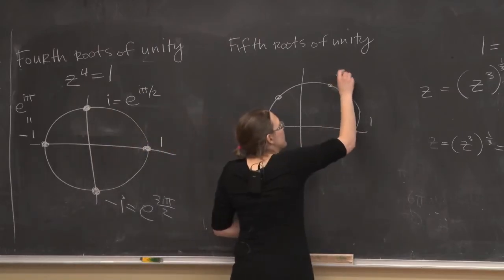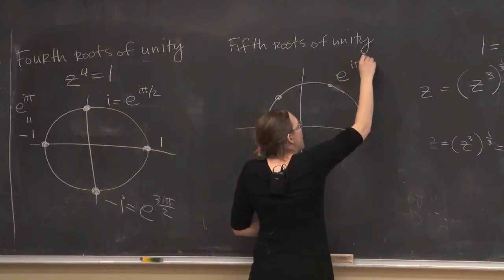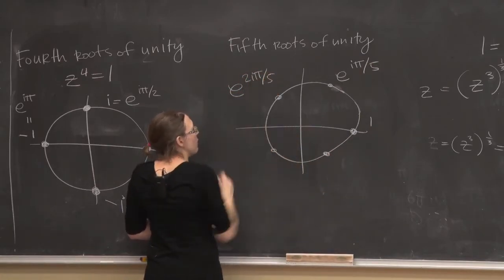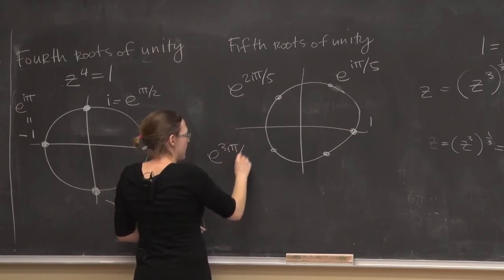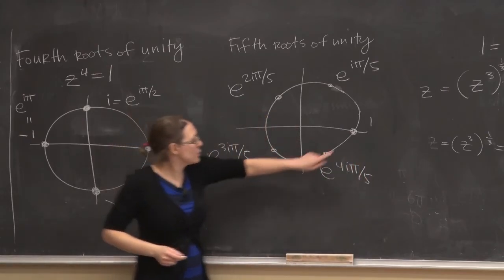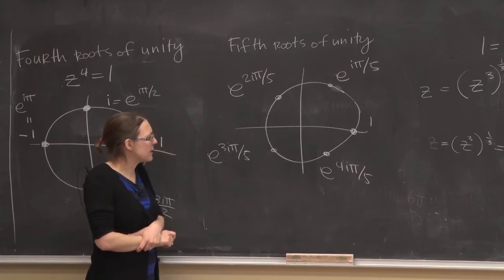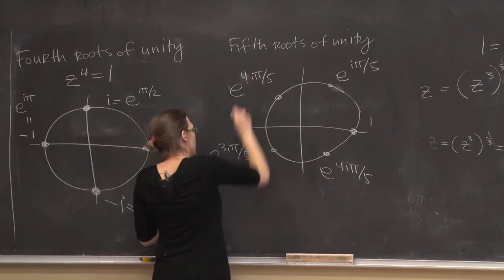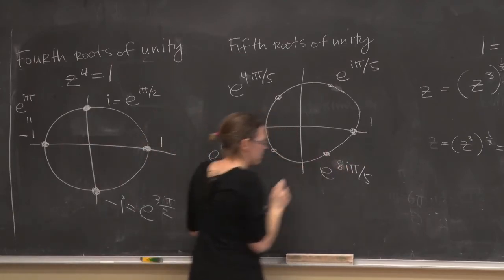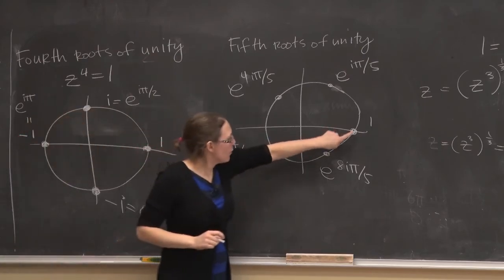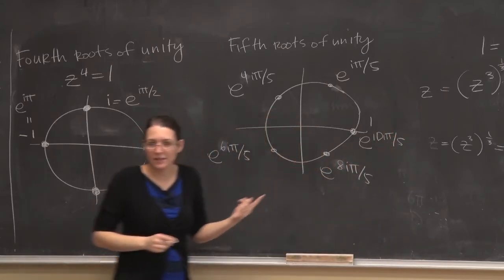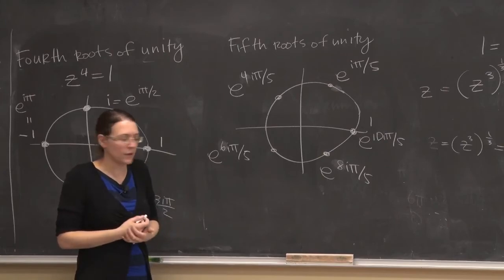And this one is e to the i pi over 5. And this is e to the 2i pi over 5. And this is e to the 3i pi over 5. And this is e to the 4i pi over 5. And this one is e to the, no, I messed them up, right? Because I need to get to 2 pi. So this one will be 4, this one will be 6, this one will be 8, and that one will be e to the 10i pi over 5, which is e to the 2i pi, which is 1.